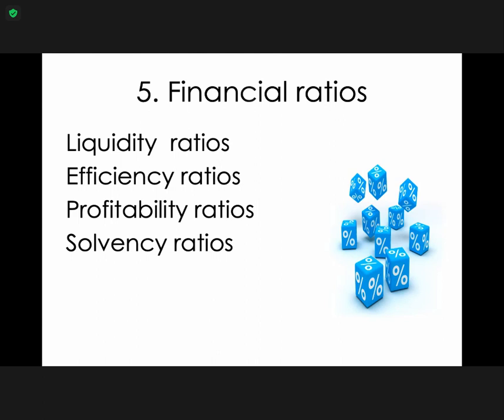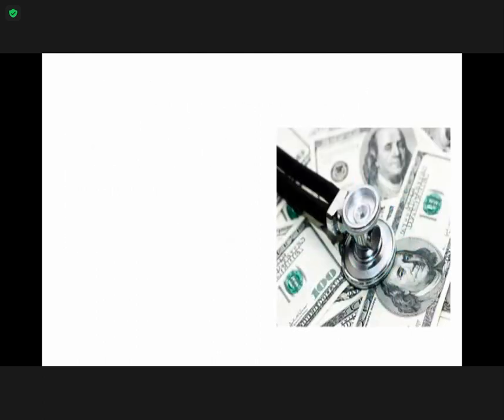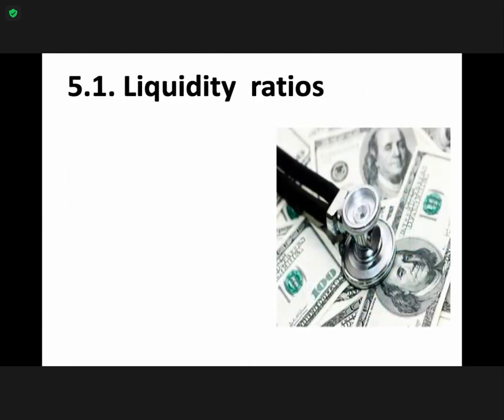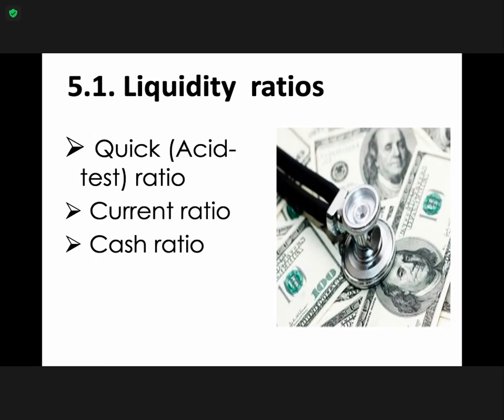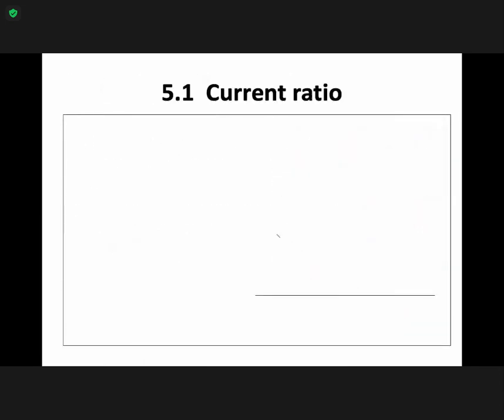Now come to the liquidity ratio. What is the liquidity ratio? Liquidity ratios are methods of figuring out how to convert assets to cash. That's the reason why liquidity ratios consist of the quick ratio, current ratio, and cash ratio. Come first to the current ratio.